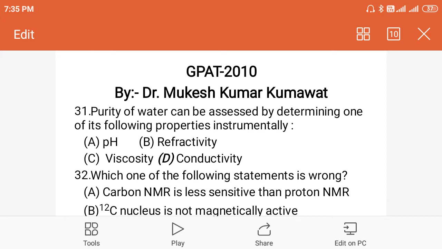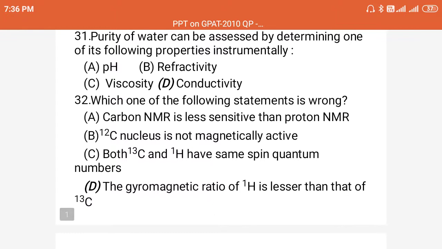So water is an ionized solvent, and pure water is more ionized, with hydrogen ions and OH ions, and has more conductivity. So only conductivity would be the good property to check the purity of the water. So the correct answer would be D, conductivity.